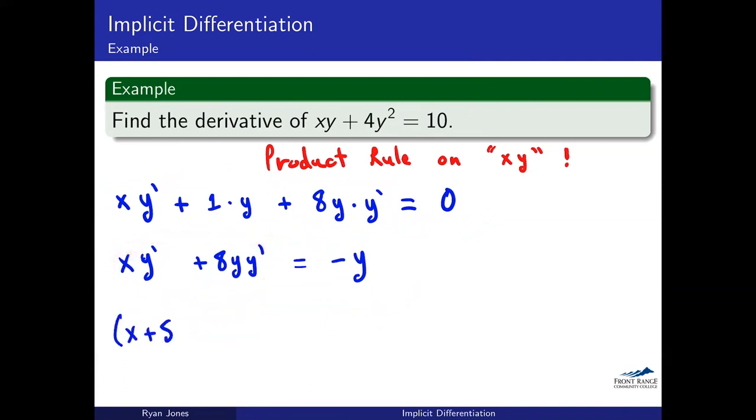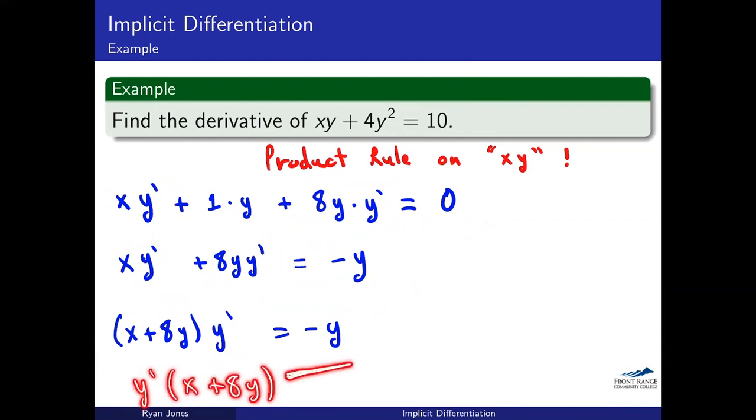I'm going to x plus 8y times y prime equals negative y. Notice that I write my y prime on the right-hand side here. The reason I do that is because if I write y prime multiplied by x plus 8y, sometimes this can be mistaken for function notation. It looks kind of like I'm saying, hey, y prime of something. So I always like to be careful. I like to write my y prime on the right-hand side over here. You don't have to, but just pointing that out, just an added step of caution.